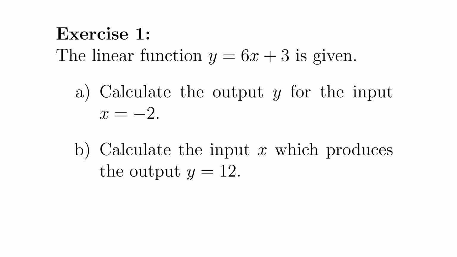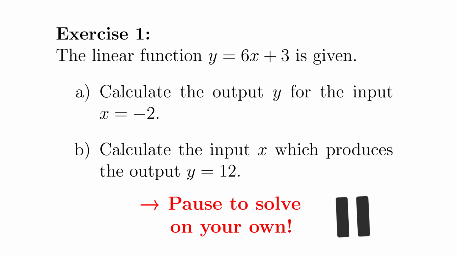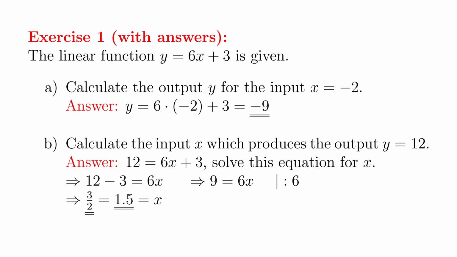This is your exercise number 1. The linear function y equals 6x plus 3 is given. A. Calculate the output y for the input x equals negative 2. B. Calculate the input x which produces the output y equals 12. Pause the video now to solve the exercise and write down your results on a piece of paper. Here are the solutions to exercise number 1.